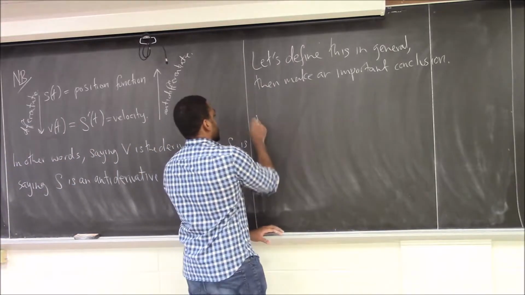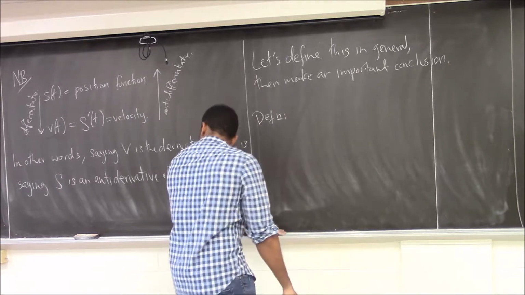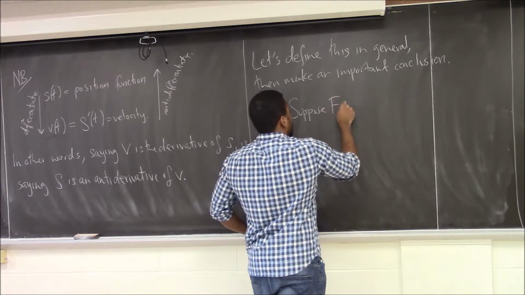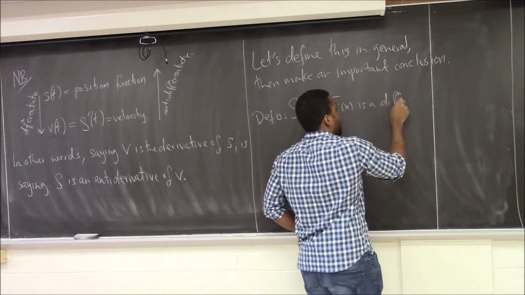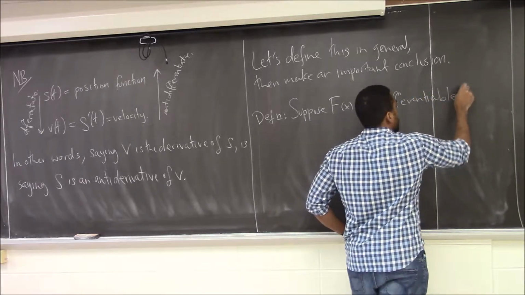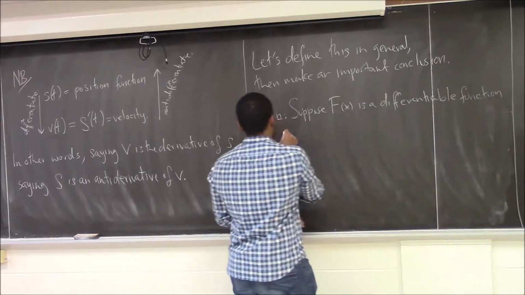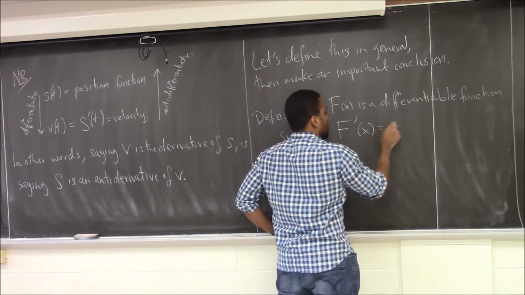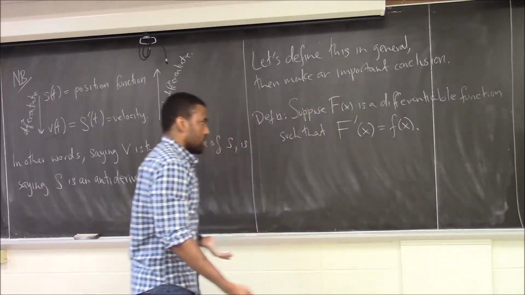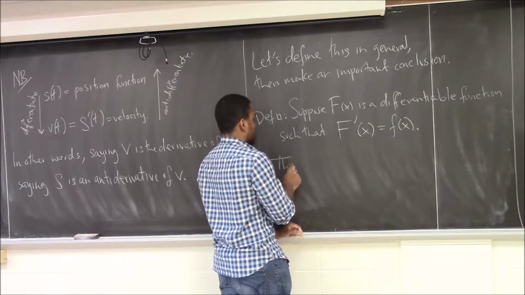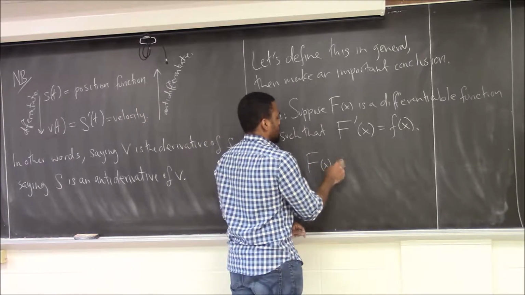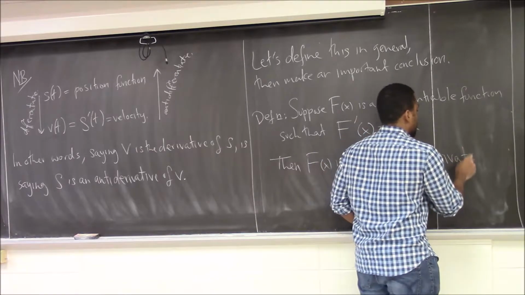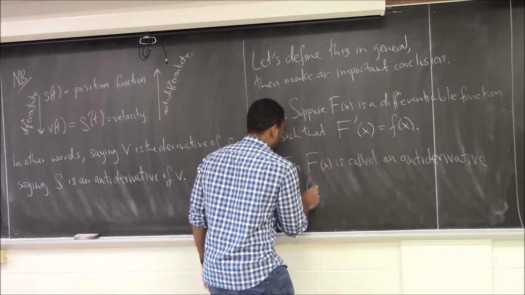So, here's the definition. Suppose f of x is a differentiable function, meaning you can differentiate it, such that when I take its derivative, I get another function, little f of x. Then big F is called an antiderivative of f of x. Right?